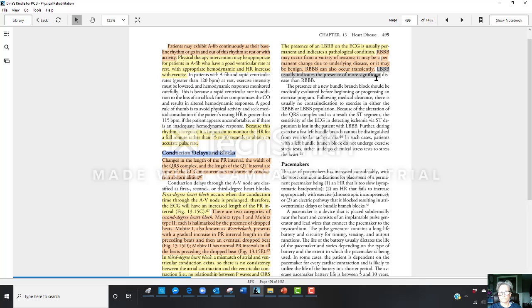The presence of a new bundle branch block should be medically evaluated before beginning or progressing an exercise program. Following medical clearance, there is usually no contraindication to exercise in either the RBBB or LBBB population.